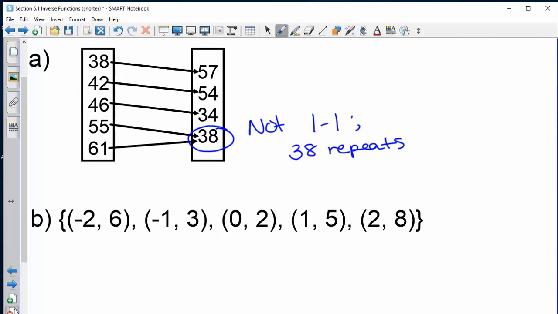What about B? Is that one-to-one? Yes, if you look, your y values are all different. So yes, this one is one-to-one.